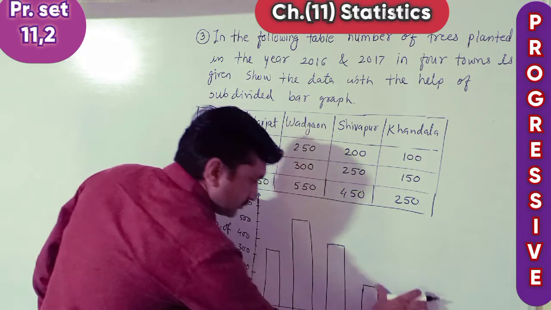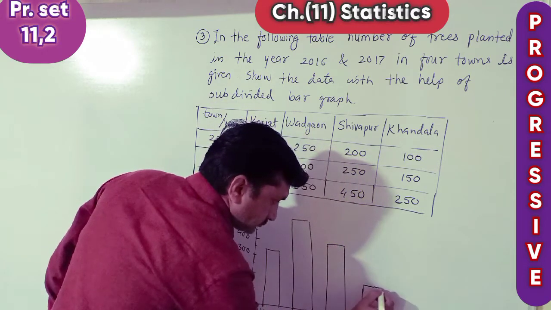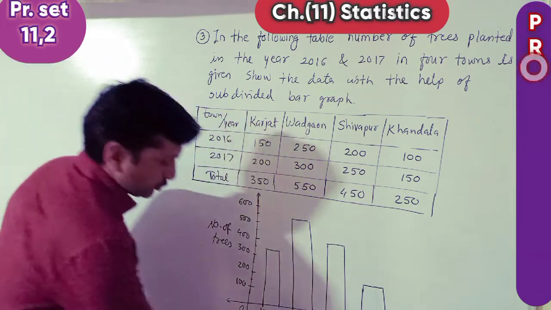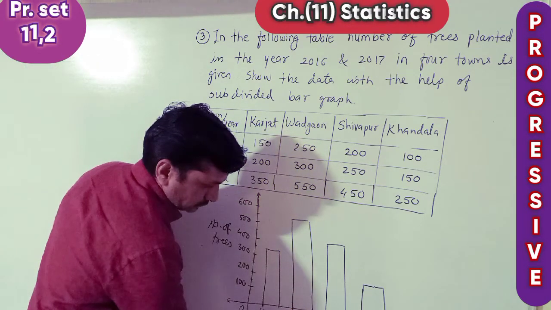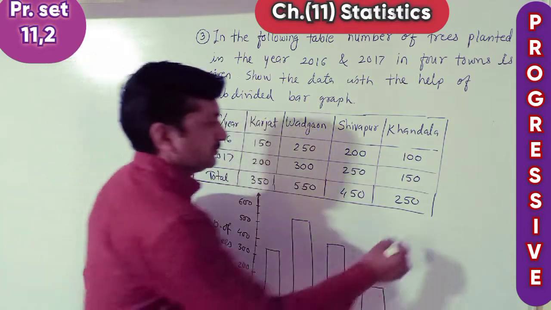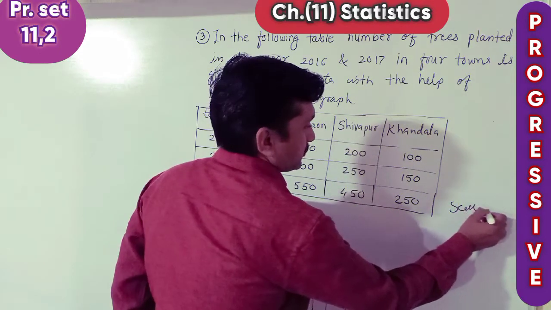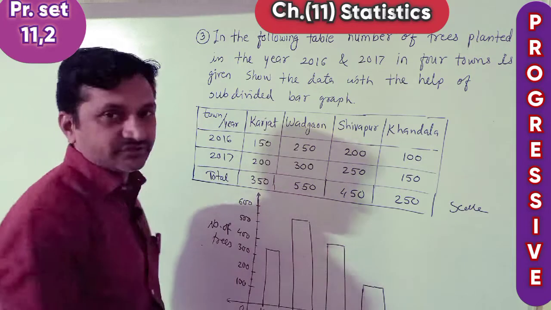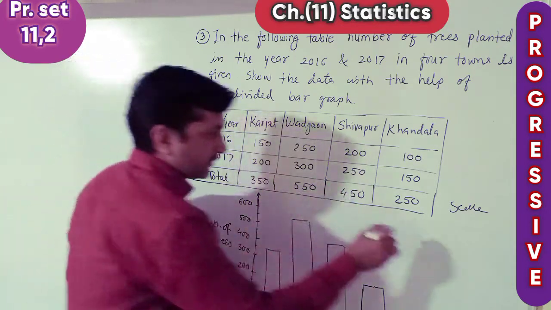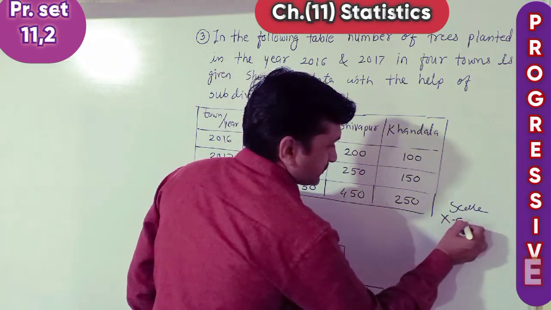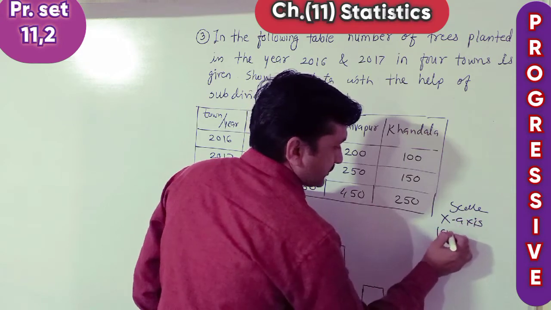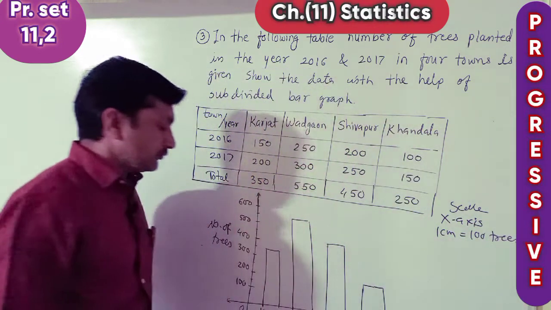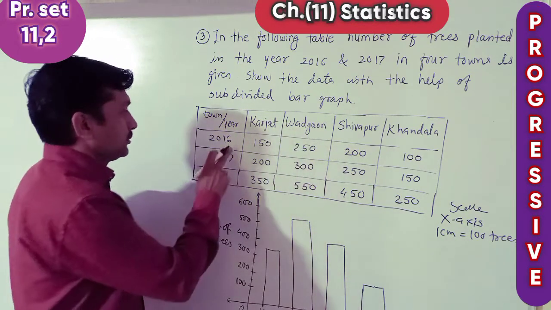Okay, 250. These are towns. Scale, you write down here scale. On x-axis 1 centimeter is equal to 100 trees. Okay, here you can write x-axis 1 centimeter is equal to 100 trees. Now we have to divide it.